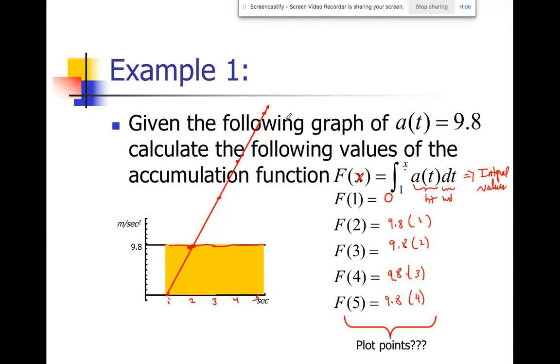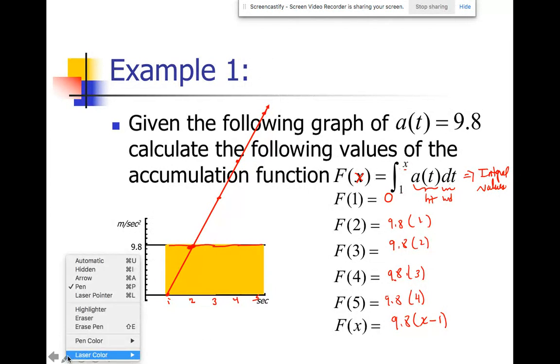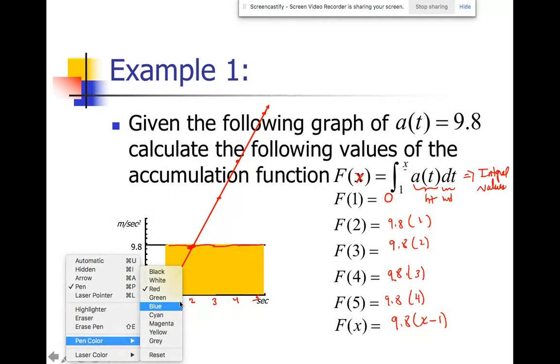You're not surprised that that is a linear function, right? With a slope of 9.8. What? The rule without integrating, the rule is 9.8 times x? No, not x, right? 9.8 times what? Minus 1. I need you to understand what you've just done.